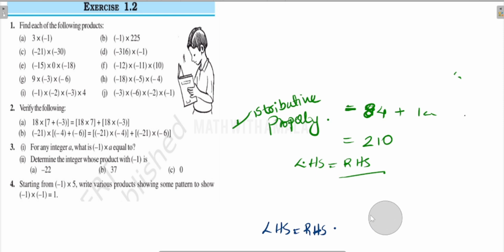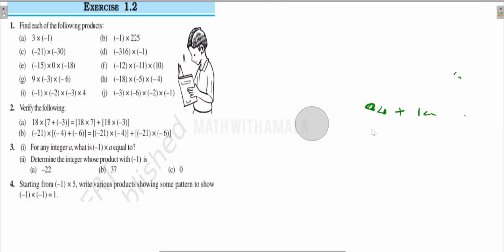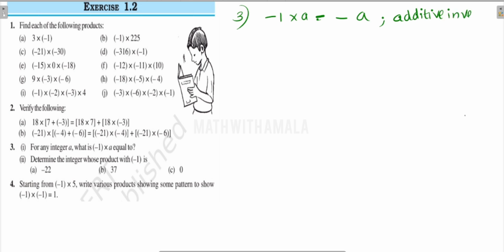Next question, the third part. For any integer a, what is minus 1 into a equal to? For any integer a, let's take a as 1, 2, 3, 4, minus 1, minus 3, whatever be. A can be taken as any number. So a into minus 1 or minus 1 into a. What is the answer? Of course it is minus a. Minus 1 into 10, minus 10. Minus 1 into 3, minus 3. Since a is an integer, it can be positive, negative or 0. So minus 1 into minus a is positive a. Minus 1 into 0 is equal to 0.